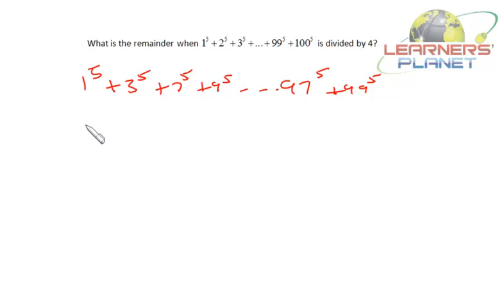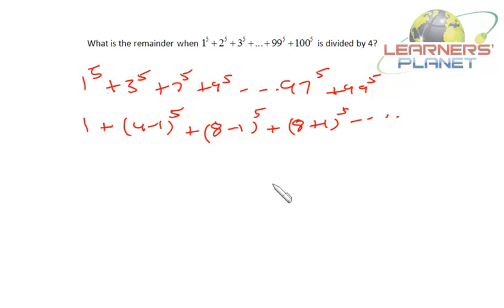Now from 1 raised to 5, we'll be getting the remainder as 1. Now from 3 raised to 5, I can write it like 4 minus 1 raised to 5. I can write 7 raised to 5 as 8 minus 1 raised to 5. I can write 9 raised to 5 as 8 plus 1 raised to 5. Similarly, 97 raised to 5 can be written as 96 plus 1 raised to 5. 99 raised to 5 can be written as 100 minus 1 raised to 5. Of course, there will be one more term over here, that is 5 raised to 5. Just write it over here.